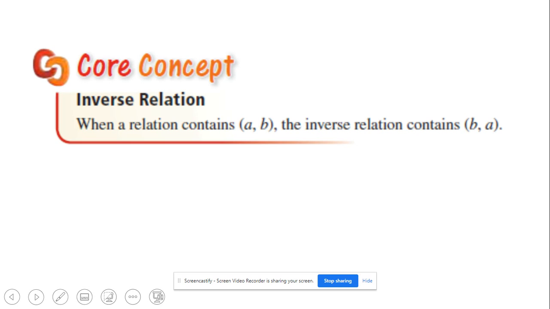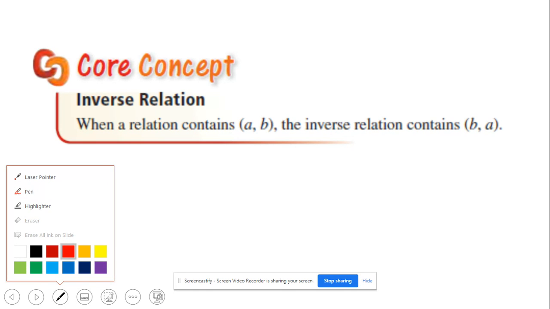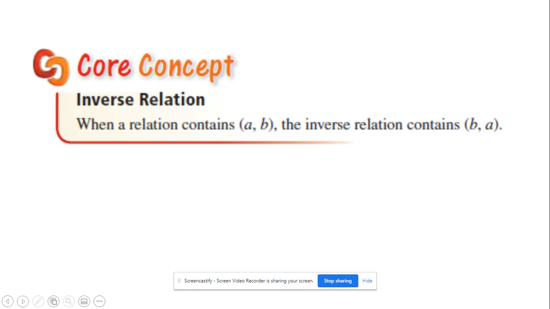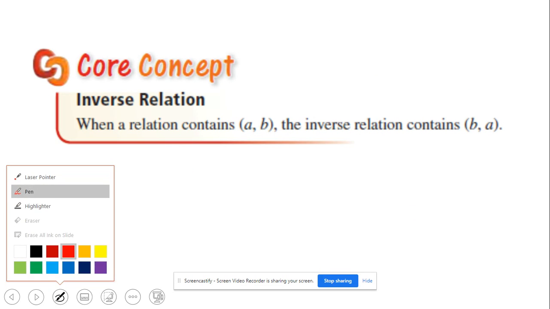When a relation contains a comma b, that point, the inverse relation contains b comma a. So when we're talking about an inverse, all we're doing is we're reversing our points. So for example, if we have the point 2 comma 3.